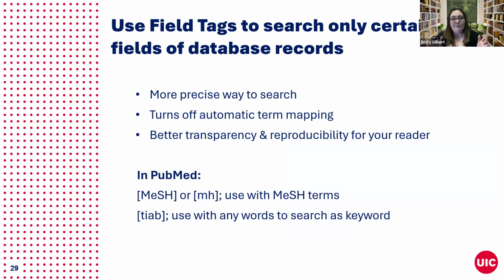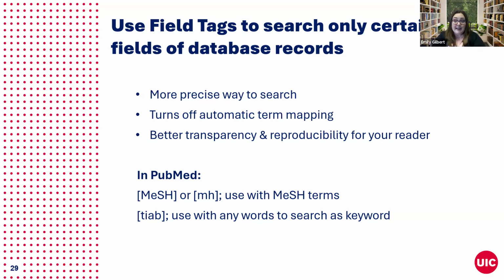Okay, so good. I forgot we had a little bit on field tags in here. Field tags are ways you can search only certain fields of the database records. So if you think of a record for an article, like if you had to fill in all of that information specifically, think of the different fields that would be in there. There would be a field for the author names, a field for the title of the article, a field for the title of the journal, and a field for the abstract. So you can use the field tag so you're only searching something like the title and the abstract.